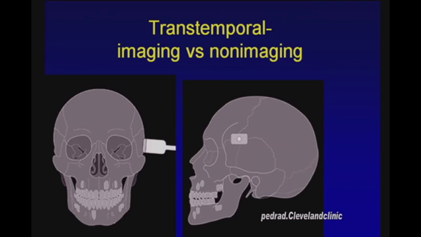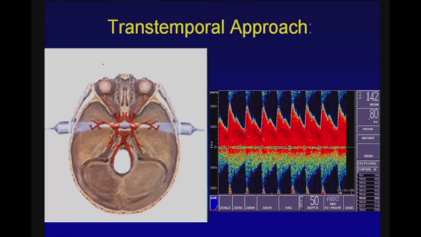The transtemporal window can be utilized either with the imaging or non-imaging transducers. With the non-imaging transducer, one can place the transducer directly over where the MCA is coursing. With sound, one can establish various velocity patterns, including establishing the peak systolic and diastolic and time average maximum mean velocities.